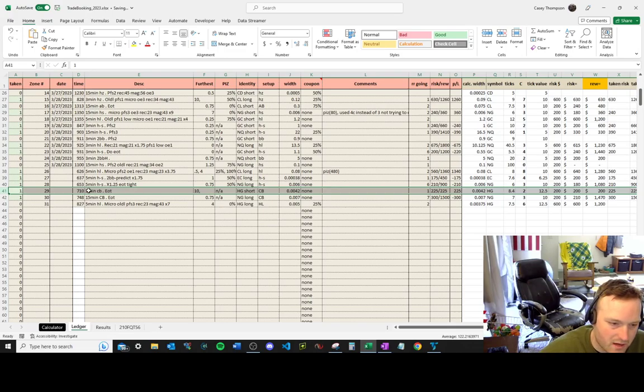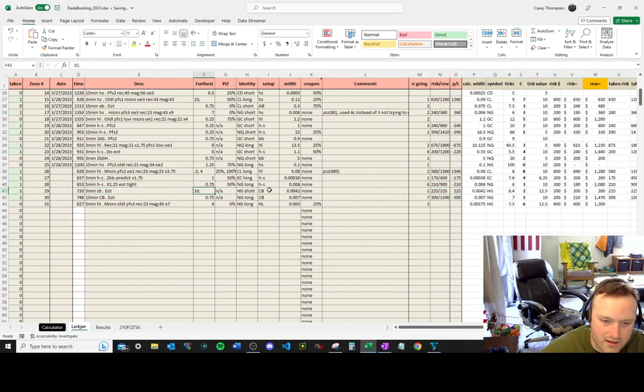And then on 29, it went 10 to 1. We're done tracking it. There's nothing else to track. All we know is we went for a 1 to 1. We risked $225 to make $225, and we made $225.